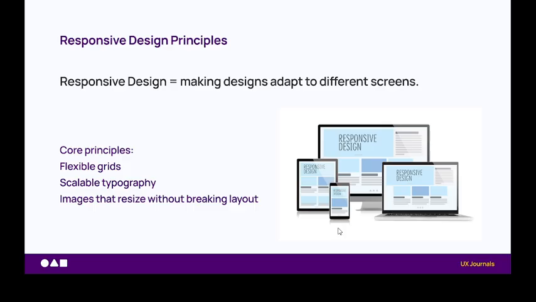Now, how do we ensure our designs are responsive? Use flexible grids. We've learned how to create grids. We will do that again. Then scalable typography. For instance, you see that the text on the desktop here is quite larger. When it comes to the laptop, it's smaller. When it comes to the tablet, it's smaller still. When we say scalable font, it should be able to be reduced and increased to fit the screen size.